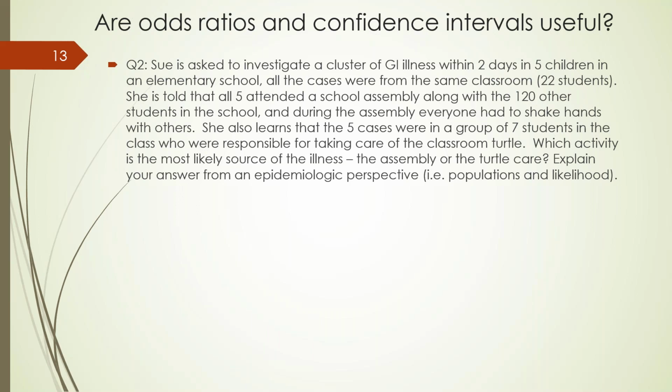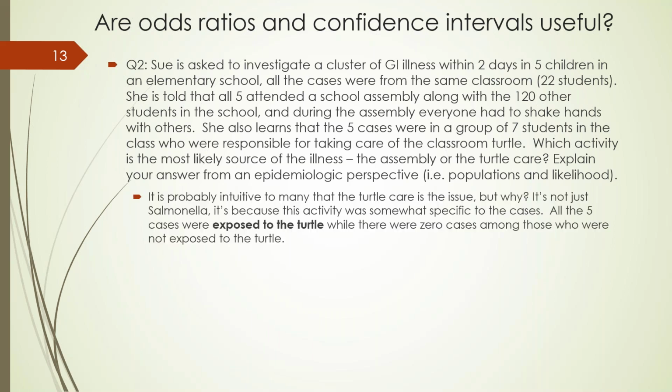And the question asks you to explain your answer from an epidemiologic perspective, i.e. populations and likelihood, not from a microbiological perspective, which would point to the salmonella coming from the turtles. But from an epidemiological perspective, it's almost more clear, because all of the 5 cases were exposed to the turtle, and there are 0 cases amongst those who are not exposed to the turtle.